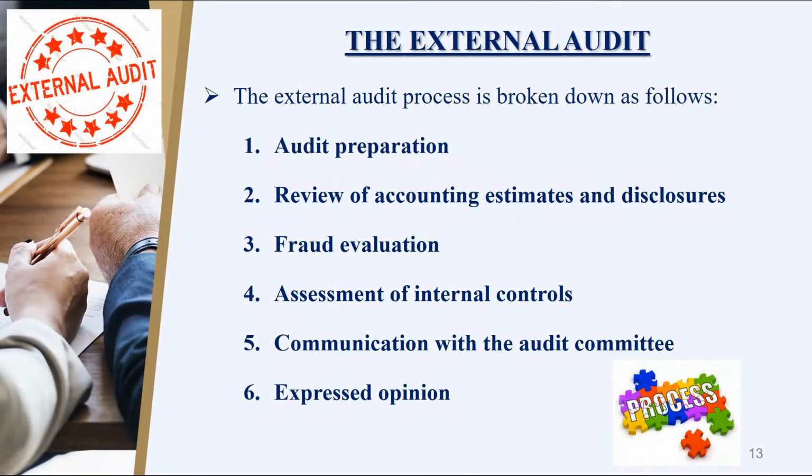The external audit process is divided into 6 steps, which start from audit preparation, then review of accounting estimates and disclosures. Third step is fraud evaluation. Fourth step is assessment of internal controls. Fifth step is communication with the audit committee. And sixth step is expressing an opinion. Now we will discuss these steps in detail.